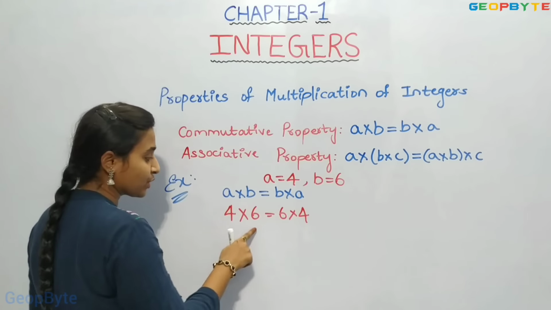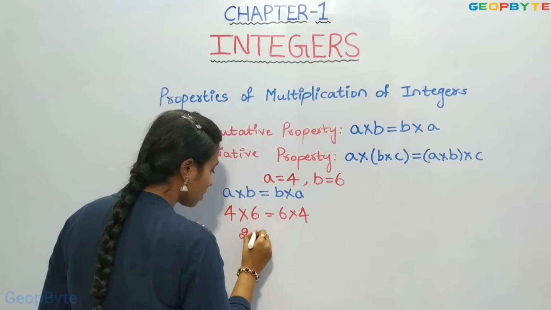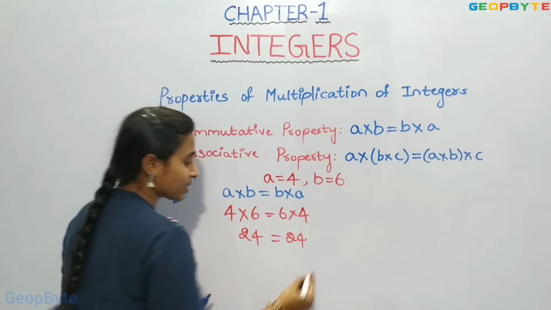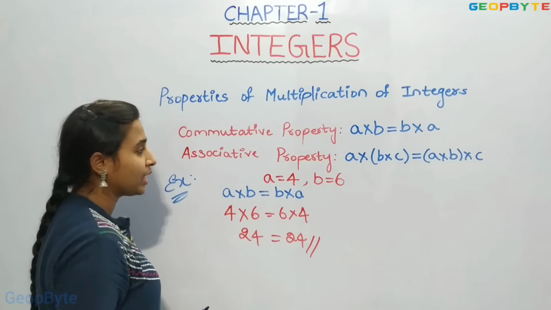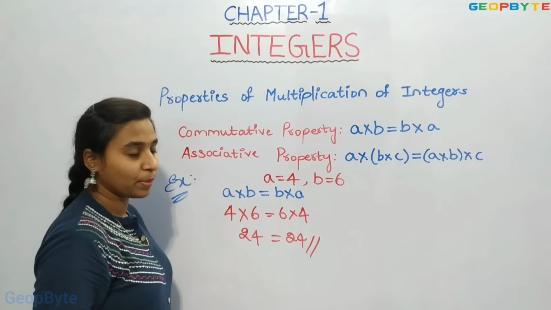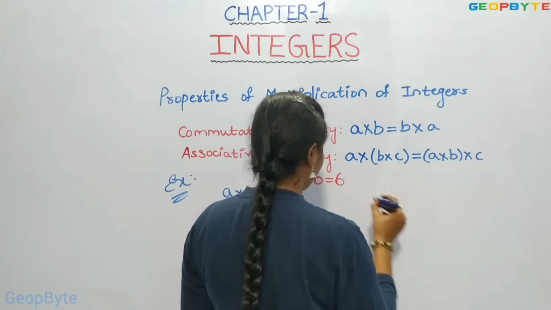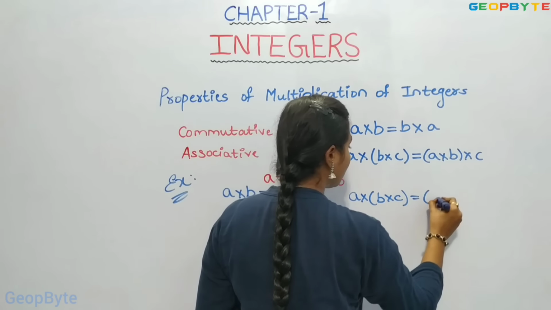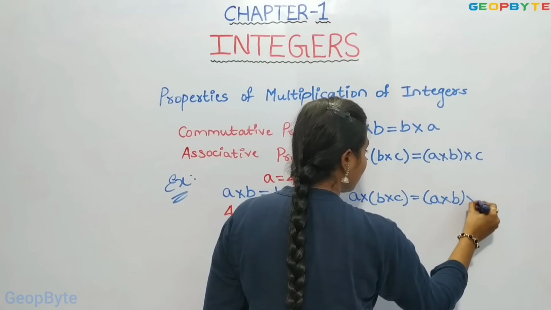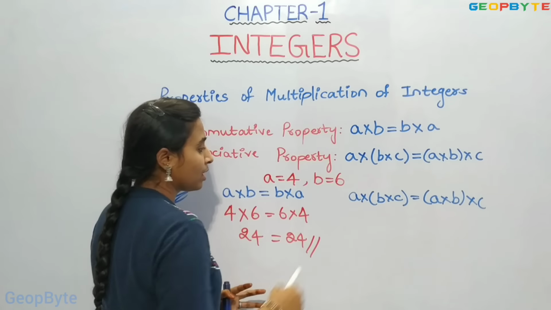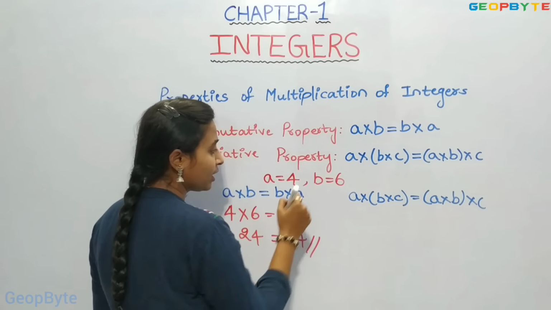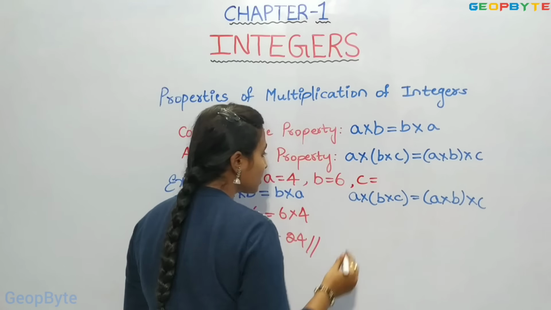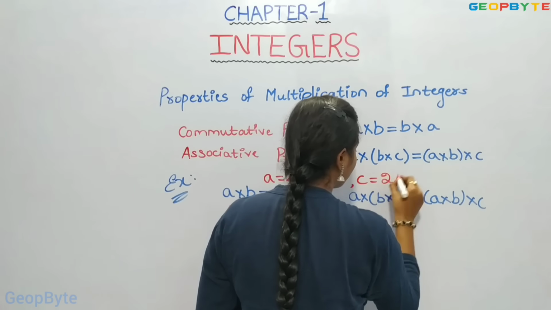As you know, 6 fours are 24. 6 fours are 24. Yes, it's proved. Similarly, let us do with associative property. A into B into C is equal to A into B into C. We have A here, B here, and we don't have C. Let us take C as some 2.